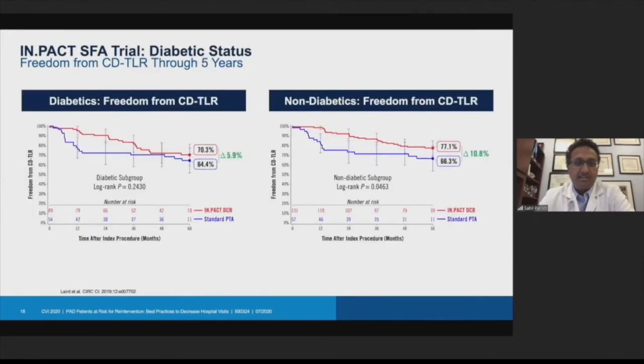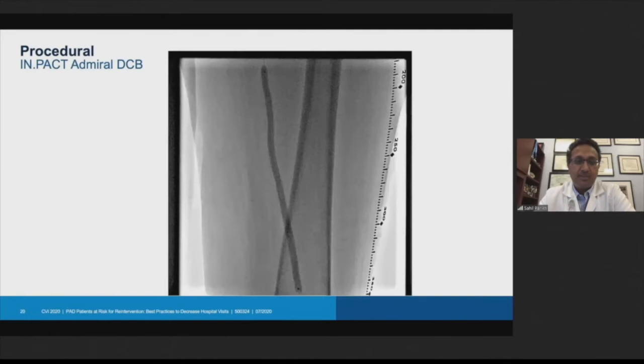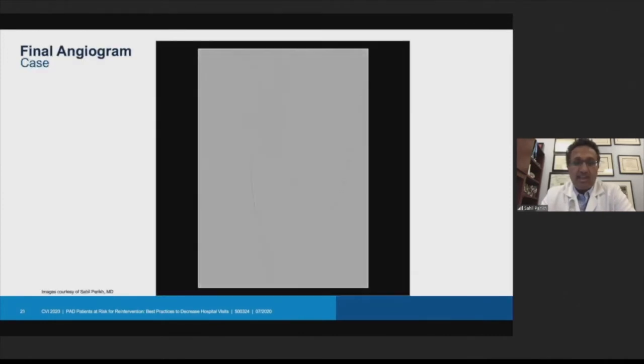And again, whether it's a diabetic substrate or a non-diabetic substrate, there are numerical improvements in freedom from clinically driven TLR. And you can see that there's a consistent delta at each time point across the entire clinical trial landscape from years 1 to 5. So the patient that we treated got a relatively straightforward pre-dilatation and then a drug-coated balloon angioplasty and had an excellent angiographic result.